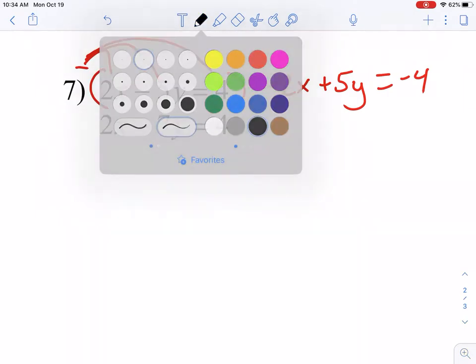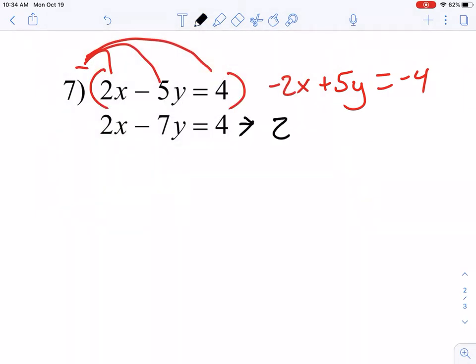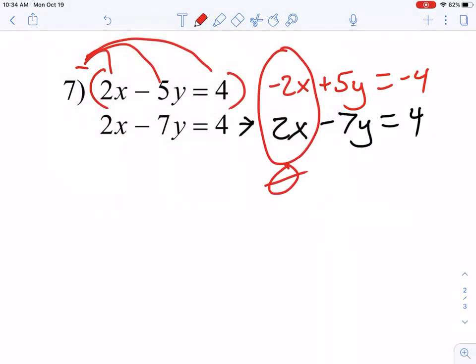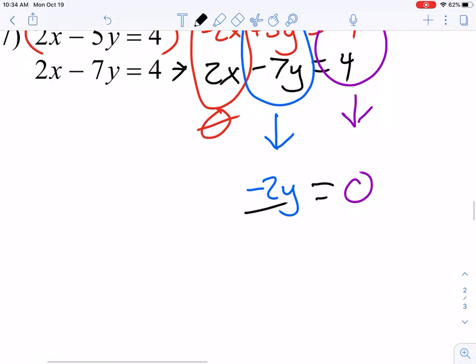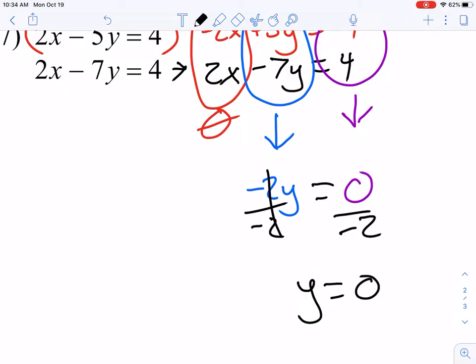My bottom row, everything stays the same. I'm not changing anything, so I'm going to get +2x minus 7y equals +4. I put my first two terms together, they cancel each other out, they eliminate. +5y and -7y will give me a -2y. And -4 and +4 will give me a 0. So when I solve this by dividing -2, I find that y is equal to 0.